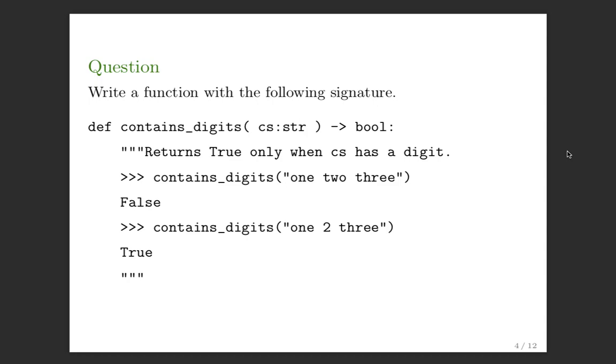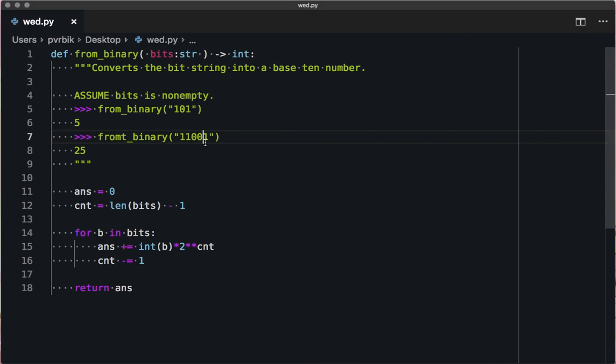Okay. Write a function with the following signature. Contains digits. Returns true if the string has a digit. This one's super easy, right?